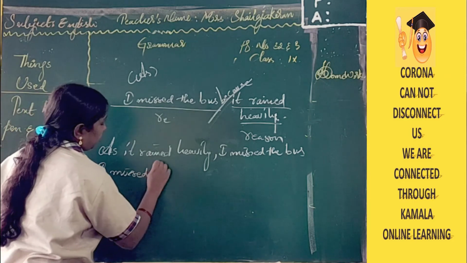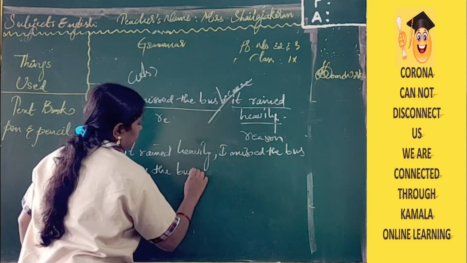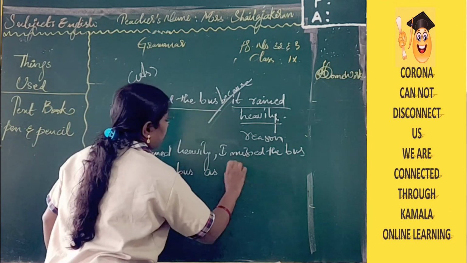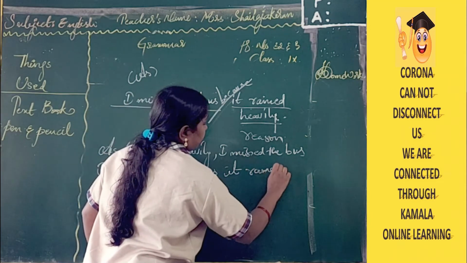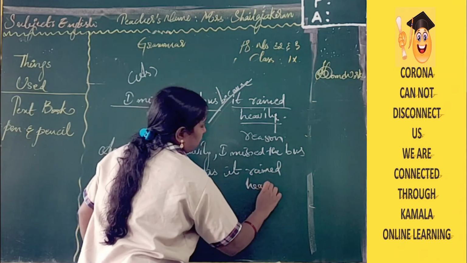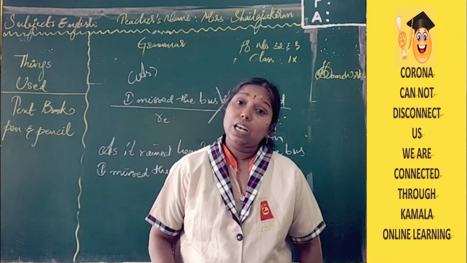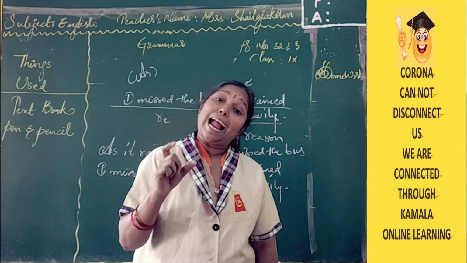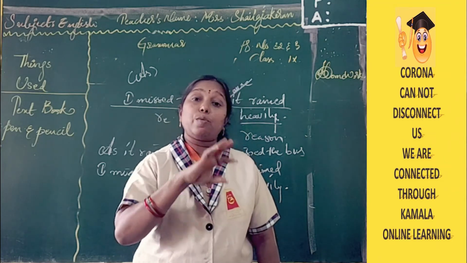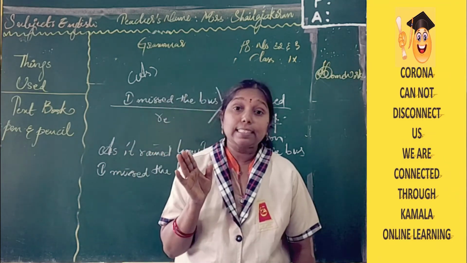I missed the bus as it rained heavily. So here, when you use "as", to which clause should you add "as"? What is subordinate, what is main? I told you, clause.